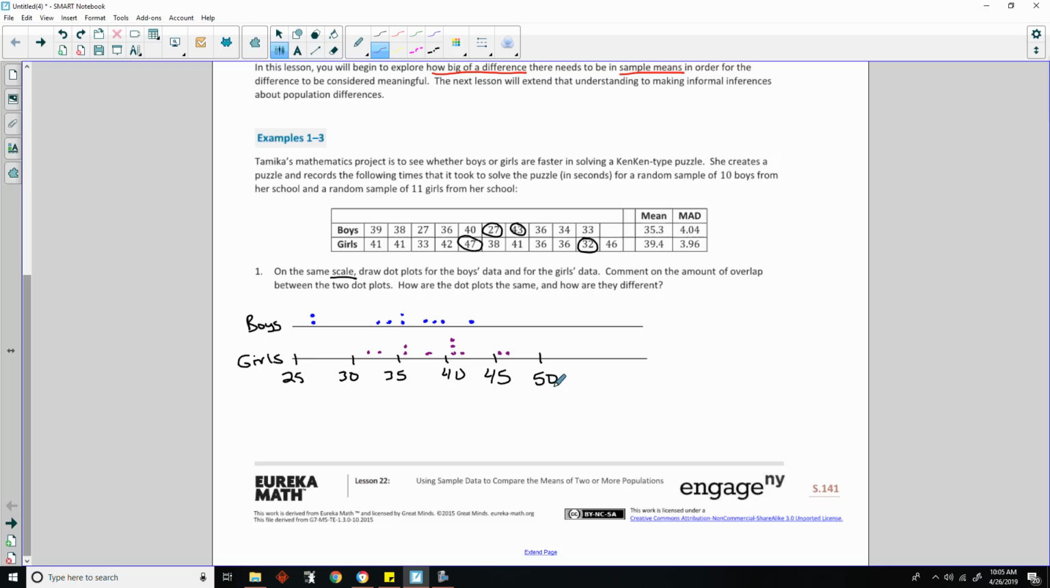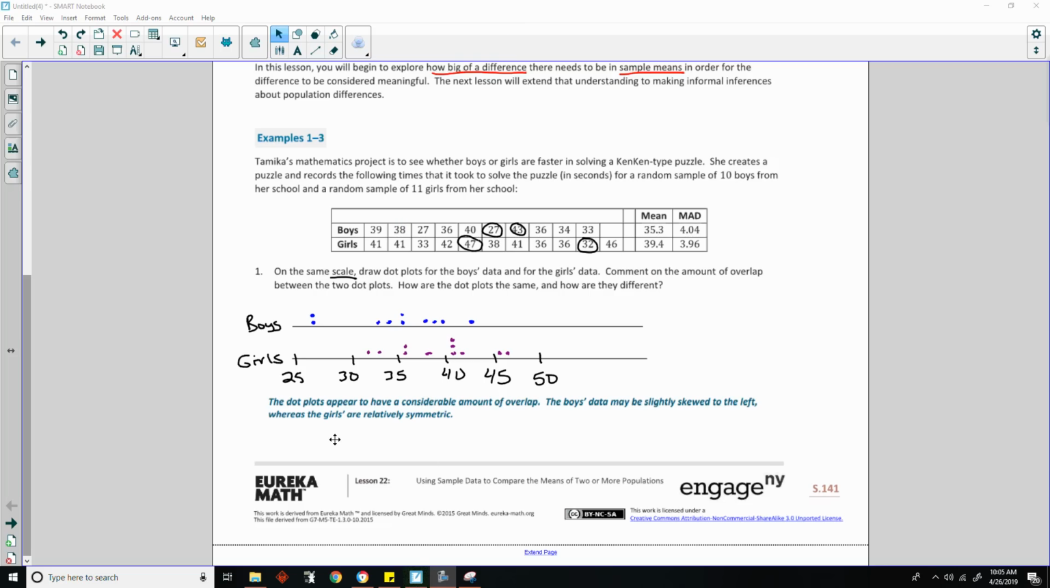All right, so now we're going to compare the two on the same scale, which we did. Comment on the amount of overlap between the two dot plots, and then how are the dot plots the same and how are they different? Okay, so in answering that, I would say the dot plots appear to have a considerable amount of overlap.